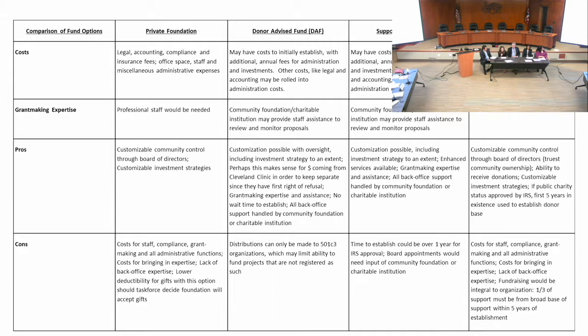The next one is a donor advised fund. These offer some customization with oversight, though, and maybe even some customization in terms of investment strategy. And we had talked about perhaps kind of segregating the money that's coming that has the first right of refusal from Cleveland Clinic, segregating it out somehow from the rest of the money that's coming in just to be able to keep that separate and keep all of the accounting separate.